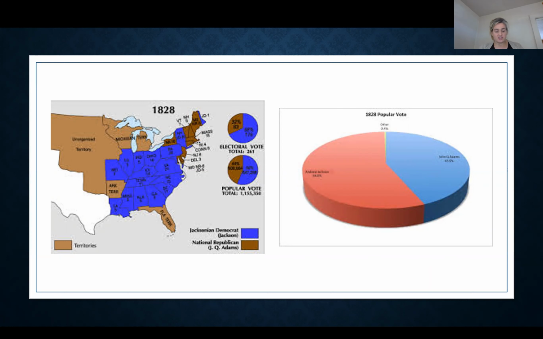Jackson also implemented the kitchen cabinet. The kitchen cabinet was a group of advisors and supporters that existed outside the traditional presidential cabinet. Jackson not only vetoed more than all of the six presidents before him combined, but he also implemented what is known as the pocket veto. Jackson simply allowed a bill that he was not in favor of to die, meaning it lapsed after 10 days after it leaves Congress. And by letting the bill die, he essentially denied Congress the opportunity to override his veto.